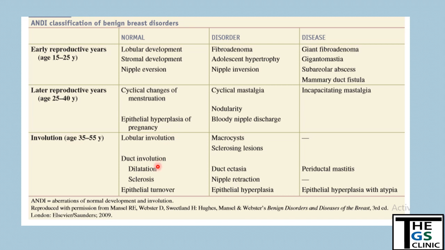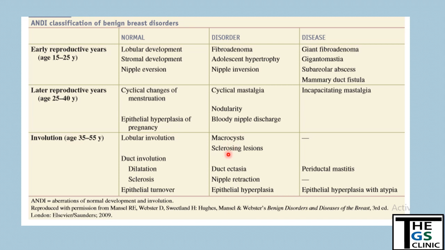In the age group between 35 and 55, there will be lobular involution and decrease in the size of the breast. There will be duct involution also. There will be dilatation in the ducts, sclerosis because of this frequent change in the hormonal level in the body, or let's say monthly change in the hormonal level in the body, and there will be increase in the epithelial turnover.